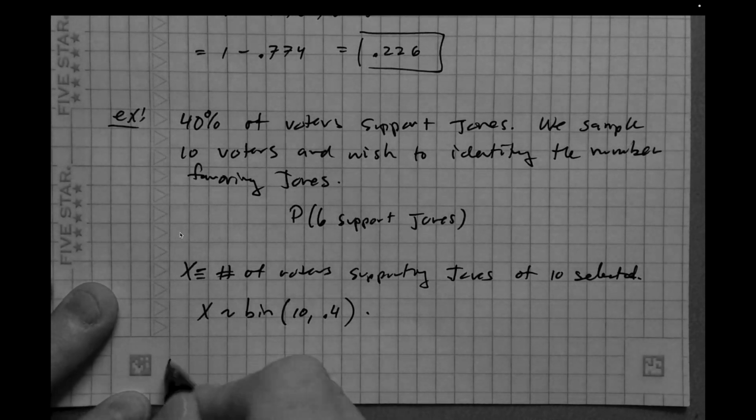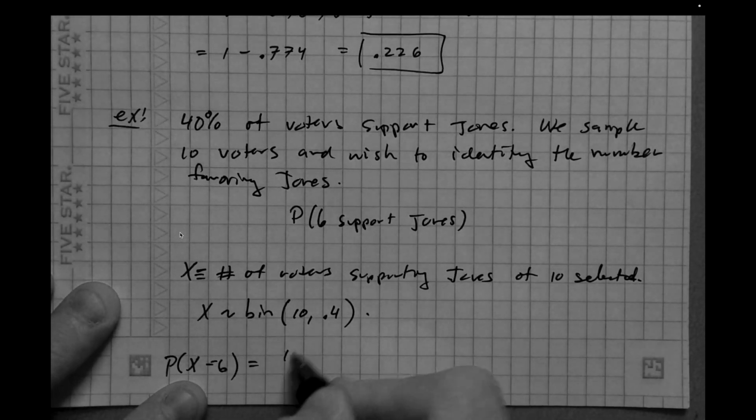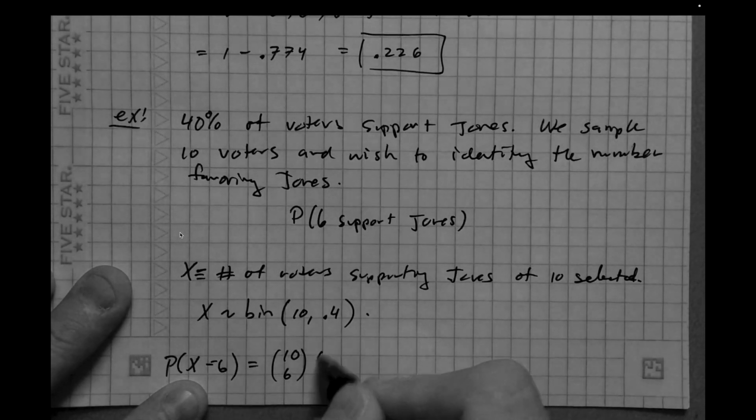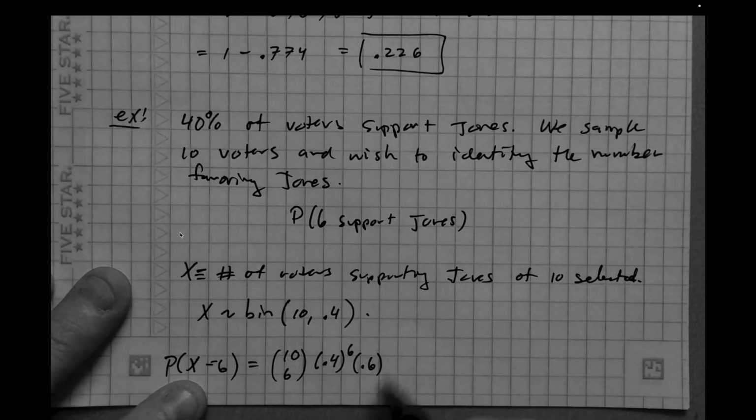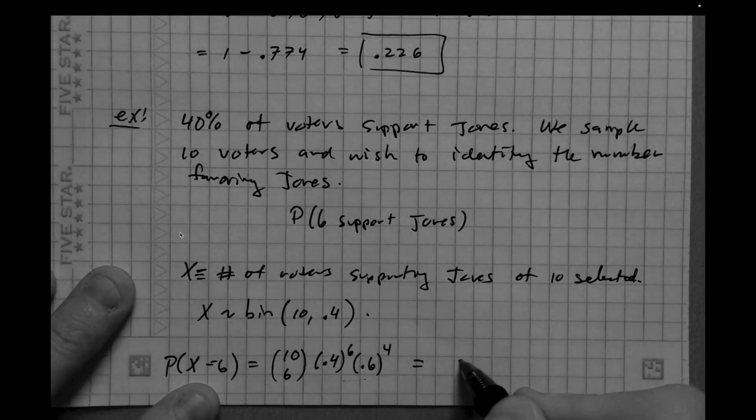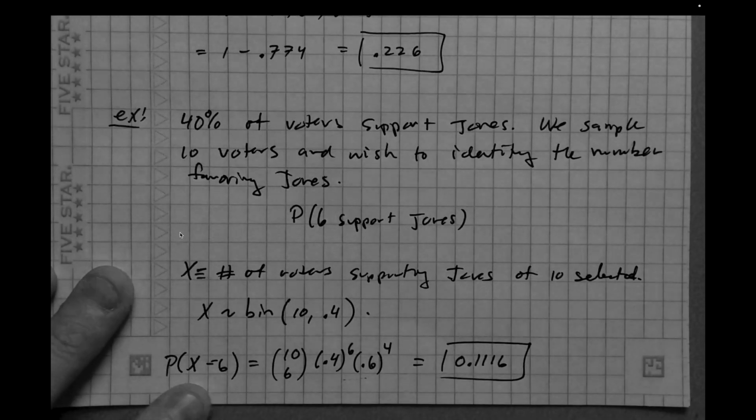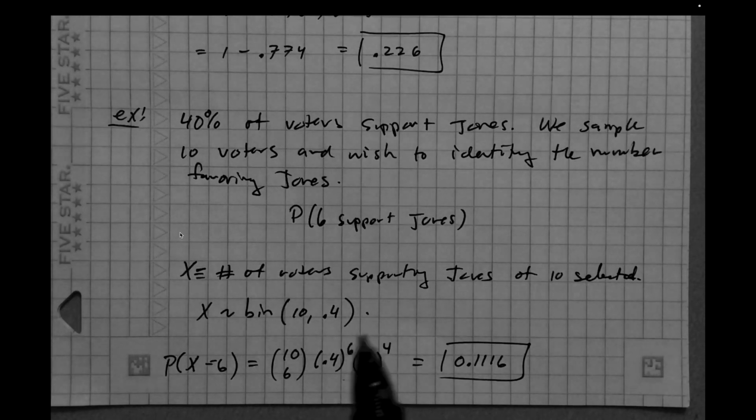Okay, so then the probability that X is equal to 6 would just be 10 choose 6, right? And then it's p to the 6th power. So 0.4 to the 6th power times 0.6, which is our q, to the 4th power. Okay, and you can crunch these numbers. But when you do crunch these numbers, you should get 0.1116.